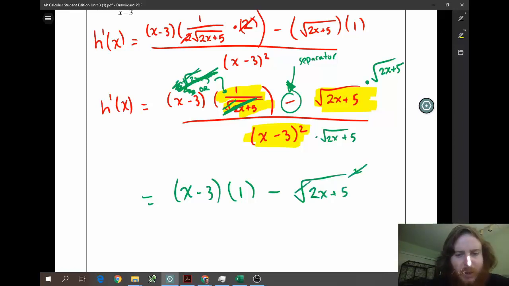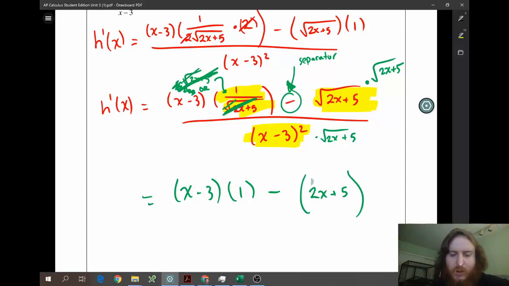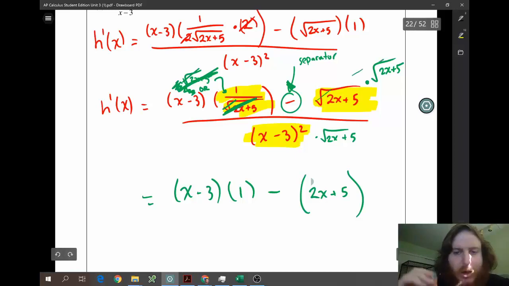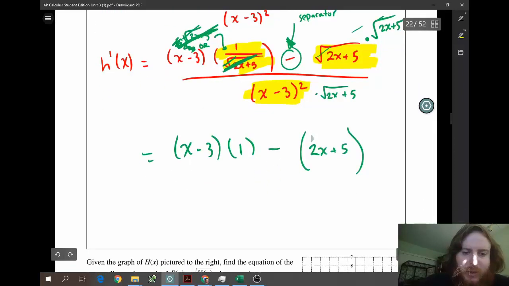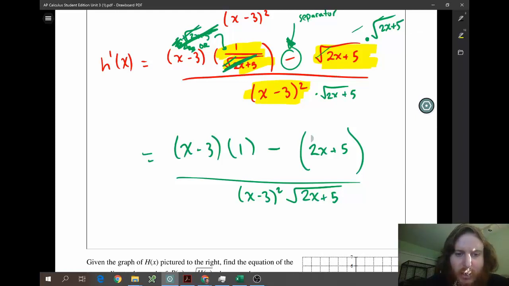Now, be very careful on this one. A lot of students will write this, and they get this question wrong. If you write it like this, minus 2x plus 5, you just got it wrong. Because this minus is subtracting the entire thing. So when these cancel, you can cancel them, but you need to put it in a parentheses. Parentheses are very, very important in math to make sure that your signs are correct. Then the denominator, we're just going to leave it as x minus 3 squared times the square root of 2x plus 5. Nothing cancels.